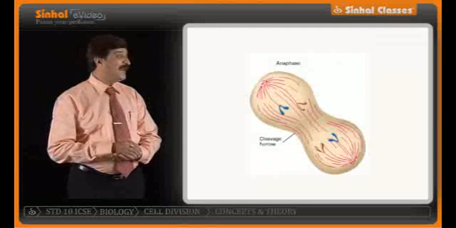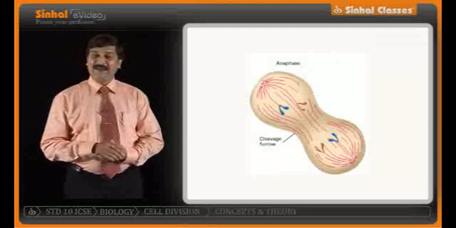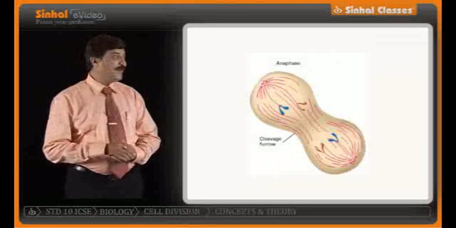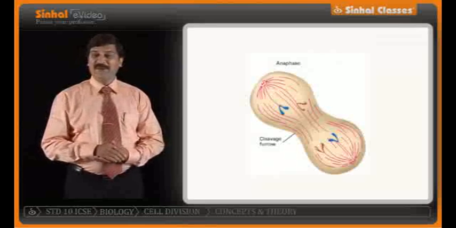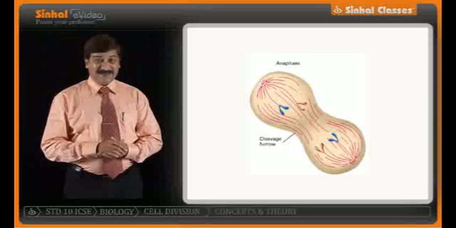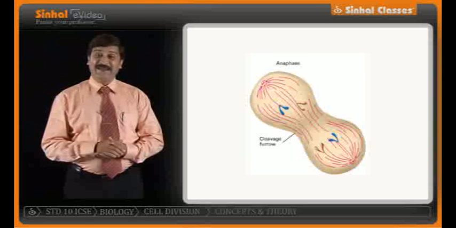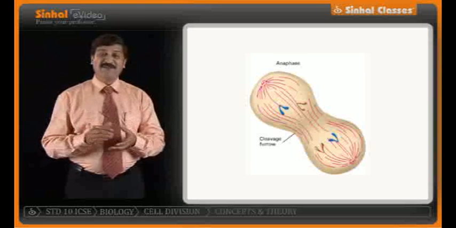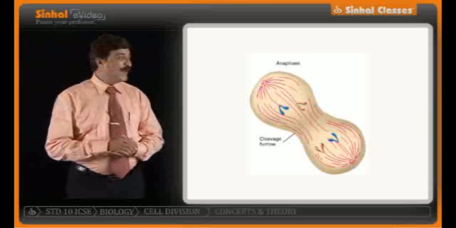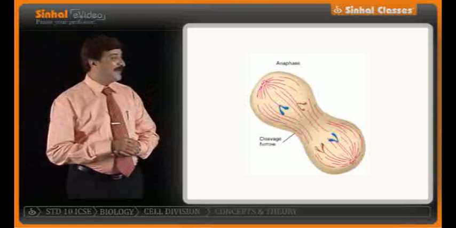Anaphase. What is the meaning of the word ana? Ana means up, ana means back. It means that in this phase you will find the chromosomes moving towards the opposite poles. What happens? You can see on your monitor.